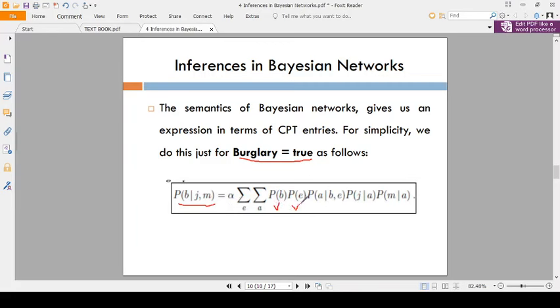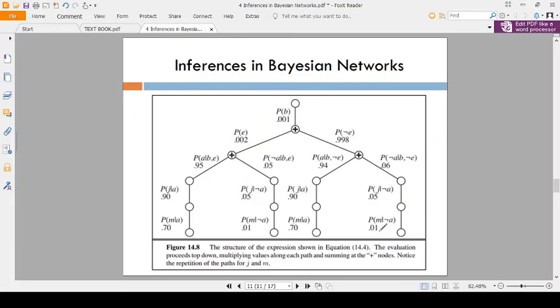P of E, earthquake is true. P of alarm is true based on the burglary and earthquake. P of John calls is true based on the alarm. P of Mary calls is true based on the alarm. This is inference calculation using enumeration.